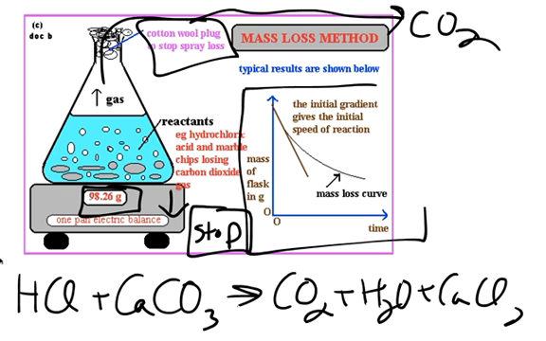And notice we also get a gradient here. And again, it's a curve. It's not a linear relationship. Again, steepest at the beginning because our reactions are always quickest at the beginning. And it slowly plateaus until it doesn't lose any more mass because the reaction has stopped.